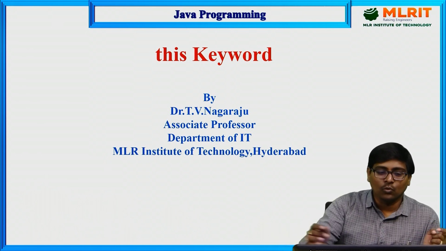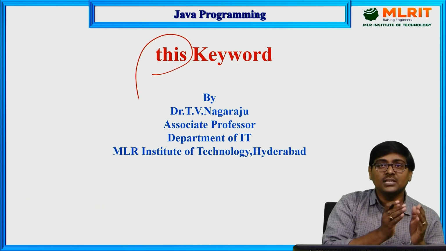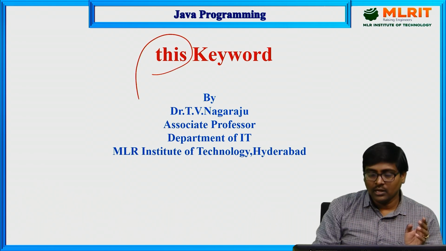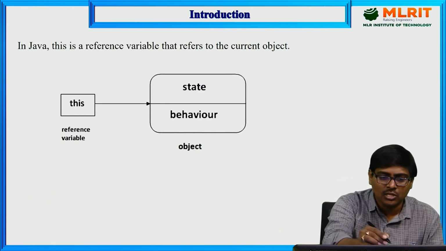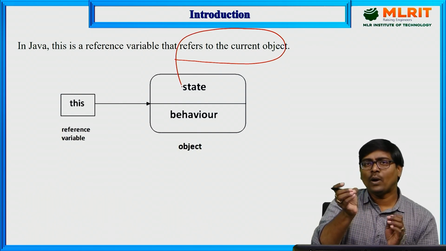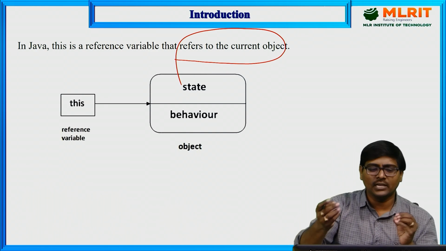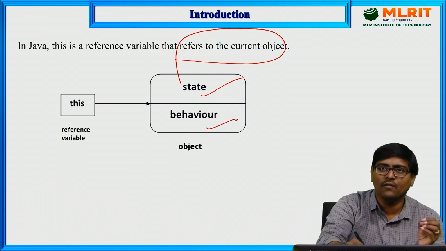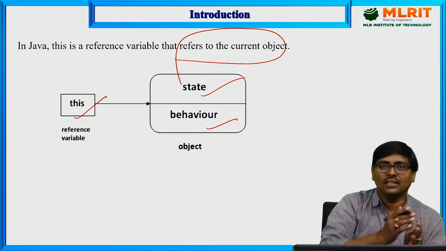In this session, we are going to discuss the this keyword. What are the uses of this keyword in Java? First of all, the main purpose of the this keyword is to refer to the current object. So, what is an object? Everyone knows it is an instance of a class. Each object is associated with state and behavior. To refer to the current object, we use the this keyword.